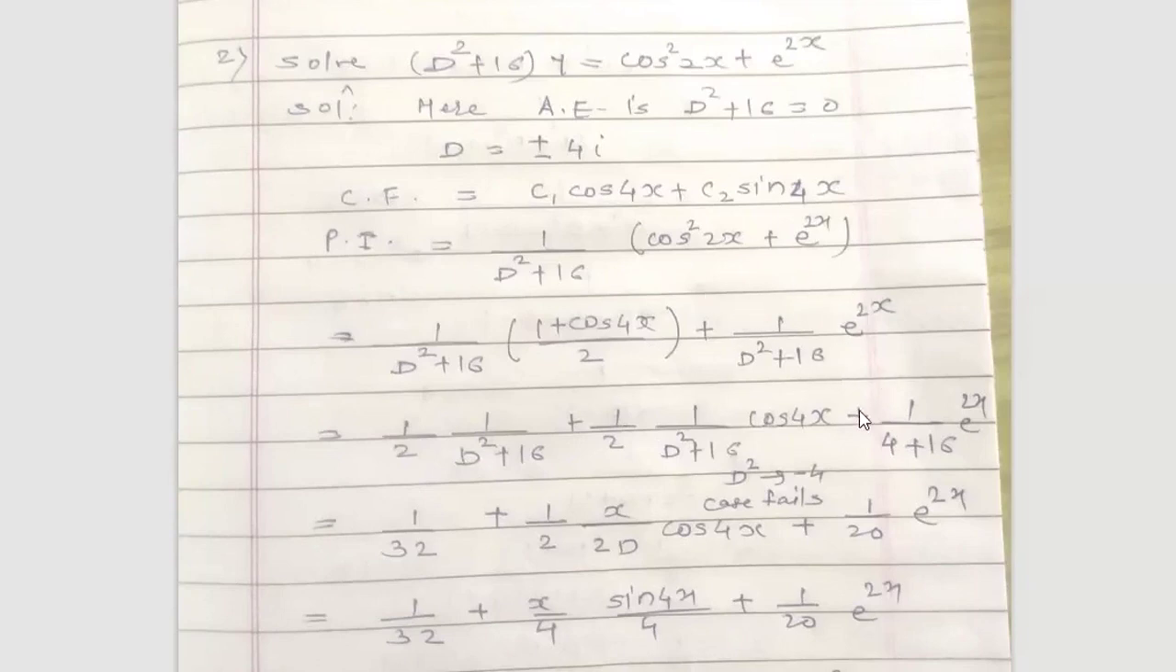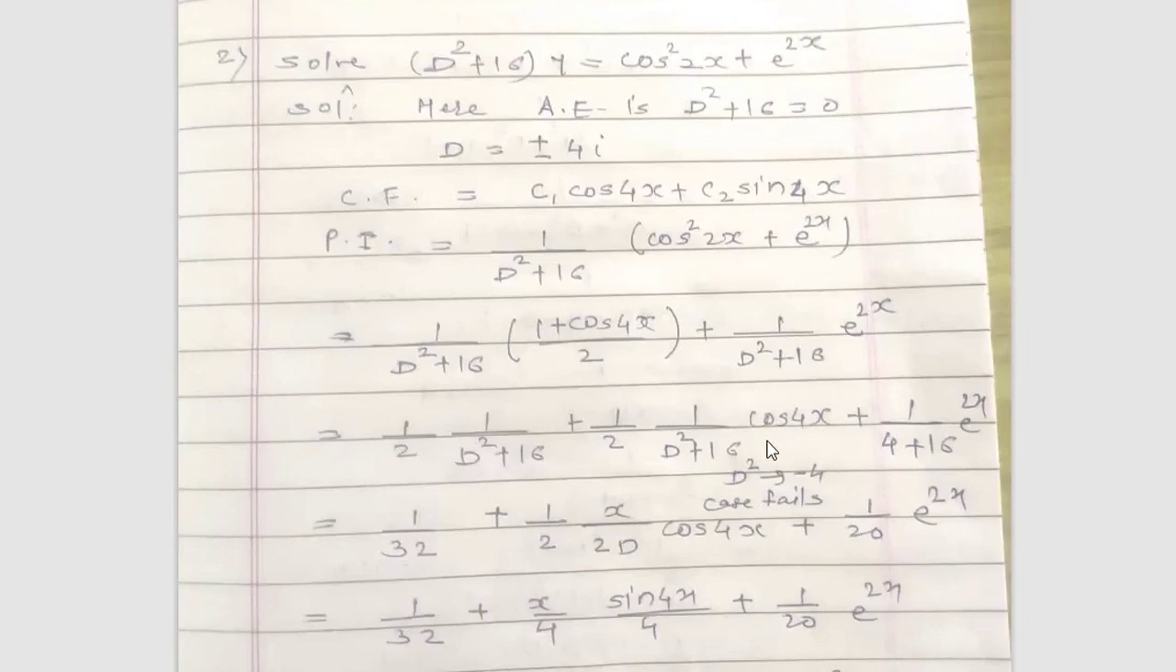solve this term here. When there is an exponential function, we replace d by the coefficient. The coefficient is here 2, so replace d by 2. 2 square is 4, plus 16, into e raised to 2x. And so this 1 by 2 as it is. Here it is a constant term. When there is a constant term, 1 here, then in that case we replace d by 0. If we replace d by 0, it is 1 upon 16. 16 times 2 is 32. So 1 upon 32, plus this 1 by 2 as it is.